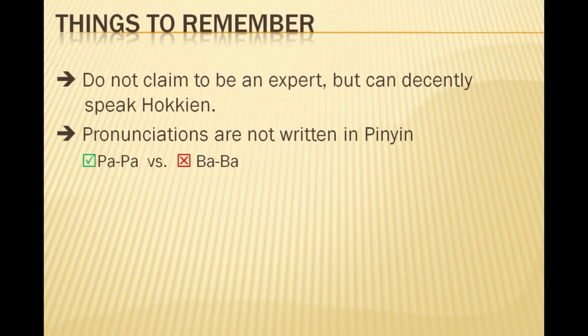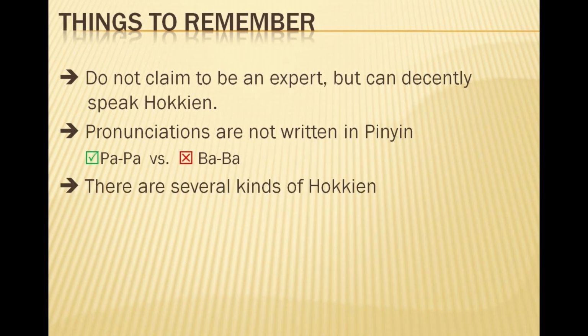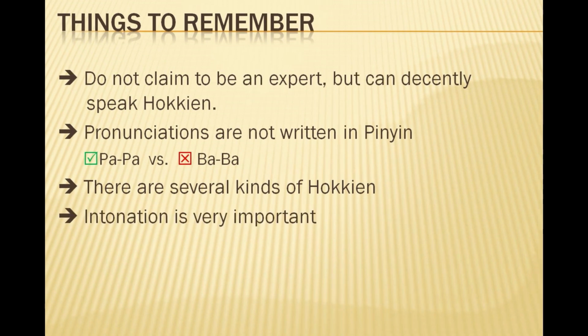Number 2, this is not written in Pinyin, but in Filipino pronunciation for easier reference. For example, Papa will be spelled with the letter P instead of the letter B. B is used for Pinyin. Number 3, there are several varieties of Hokkien, like Taiwanese Hokkien and Amoy Hokkien, but in this channel, I'll be discussing Hokkien Philippinized.